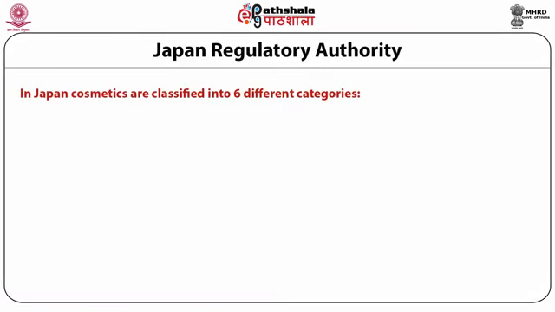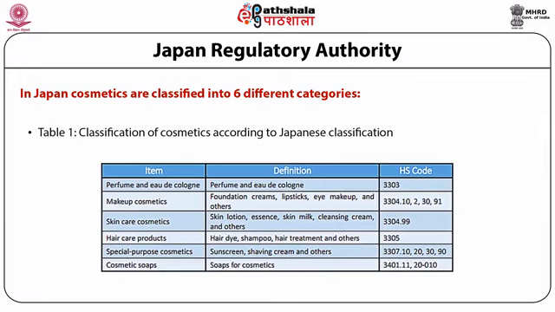In Japan, cosmetics are classified into 6 different categories: perfumes and colognes, makeup cosmetics, skincare cosmetics, hair care products, special purpose cosmetics, and cosmetic soaps. Under the category of perfumes, you have perfumes and various colognes; makeup cosmetics include foundation creams, lipsticks, eye makeup, and others. Skin care cosmetics include skin lotion, essence, skin milk, cleansing cream, and others.